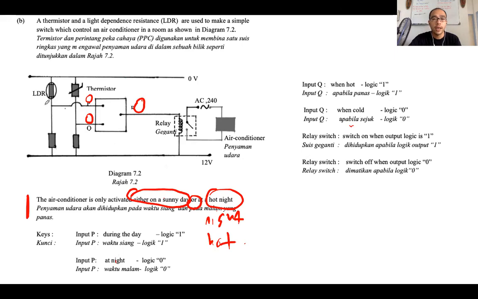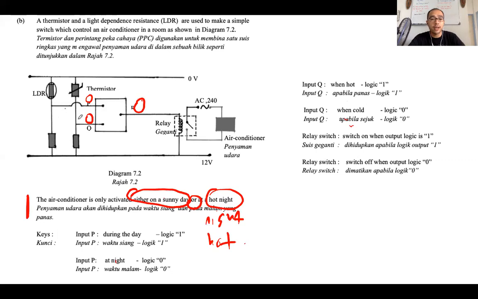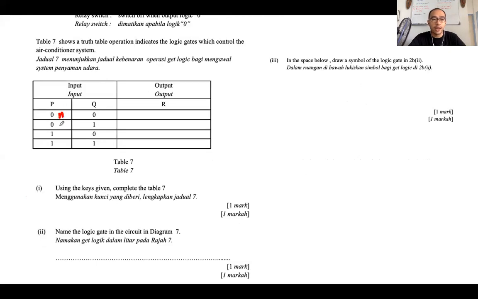Really, man? LDR 0. Hot night. Hold on. LDR 0. This is light. Light 0 is at night. Okay. Thermistor 0. Thermistor 0 is cold. Oh. So this is a cold night. So P is 0, right? Okay. So P is, let's put this night, night, day, day.